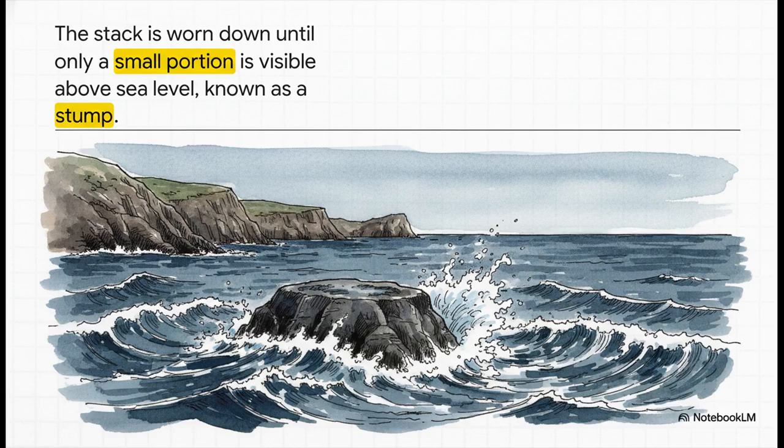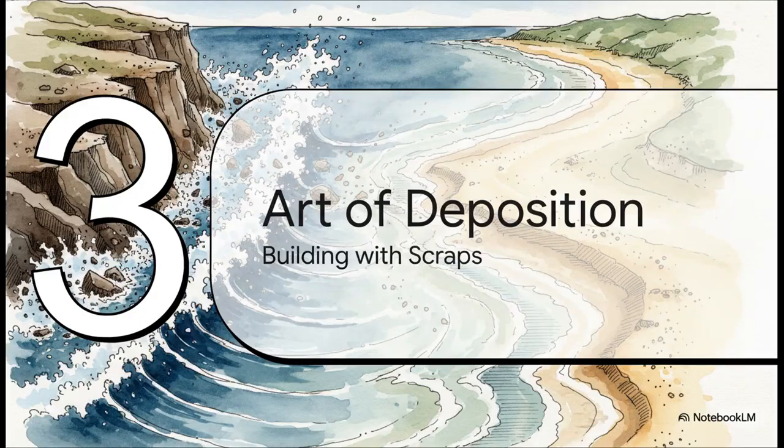Eventually, it's eroded so much that it's just a little nub of rock, sometimes barely even visible at high tide. This is the stump, the last remnant of that once mighty headland. But hold on. What about all that destruction? All those fragments of rock? All that sand? It doesn't just vanish.